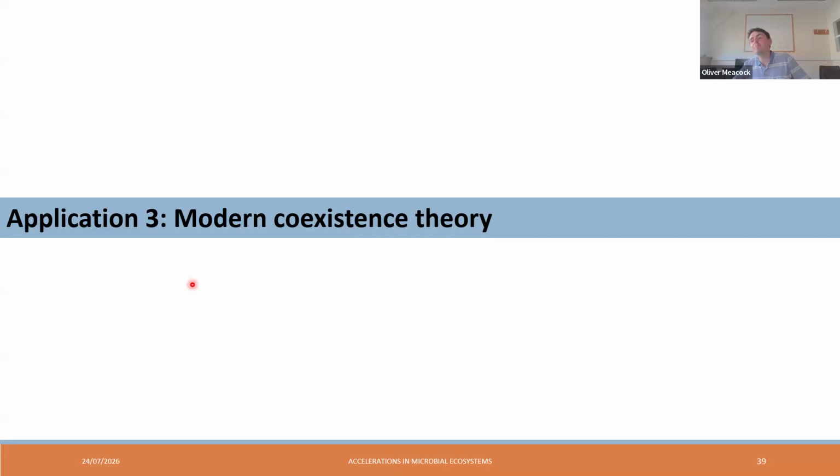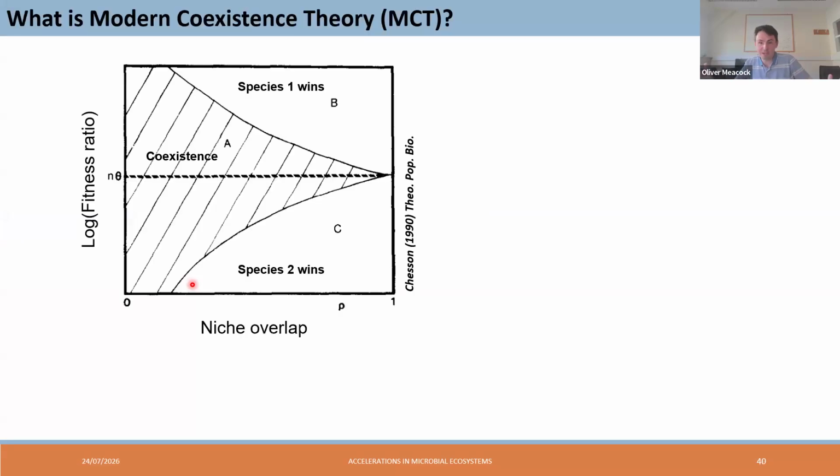So the last section is about this framework called modern coexistence theory. This is a really big field of study. It was very big about 10 years ago, 20 years ago, something like that. People got very excited about it. There's a whole section of modern coexistence theory that I'm not going to mention, which is all to do with things called storage effects and fluctuation dependent coexistence and so on. I'm not going to mention that.